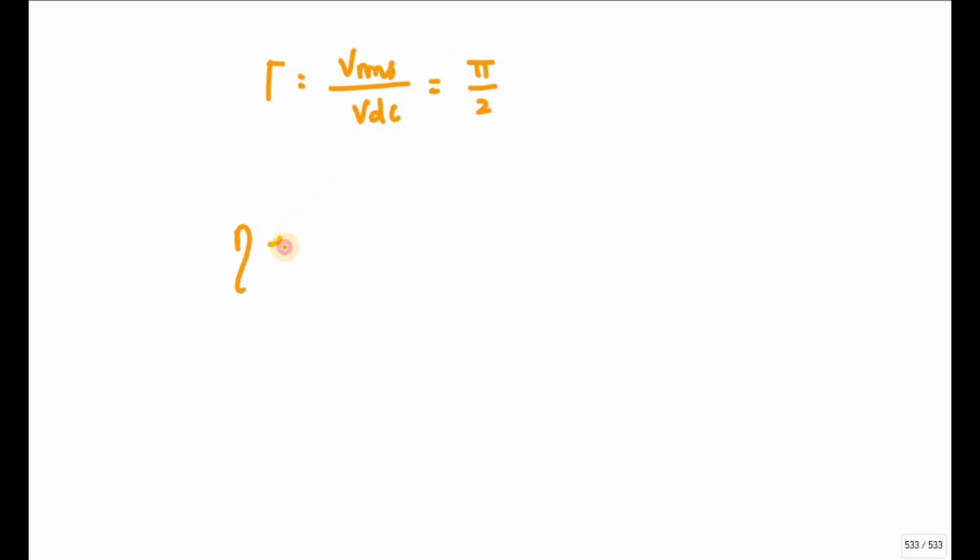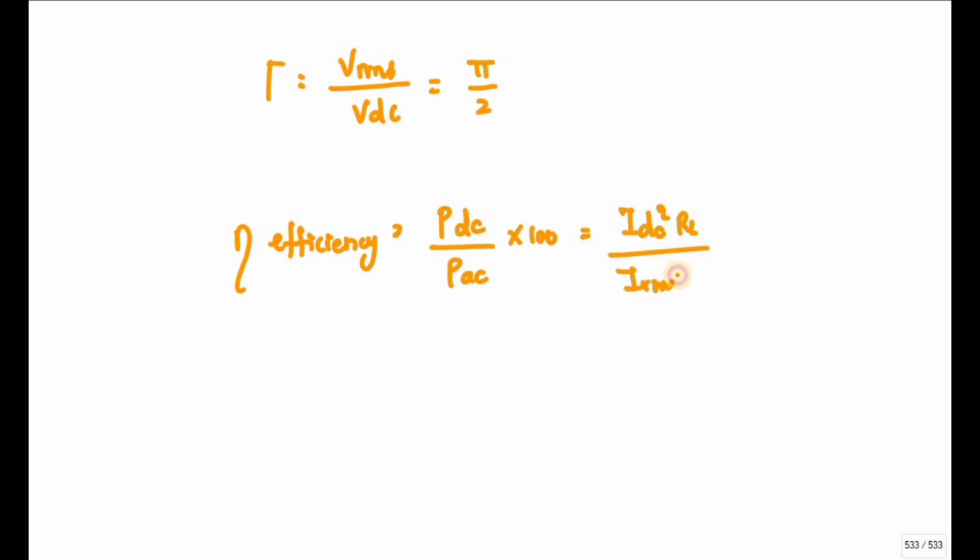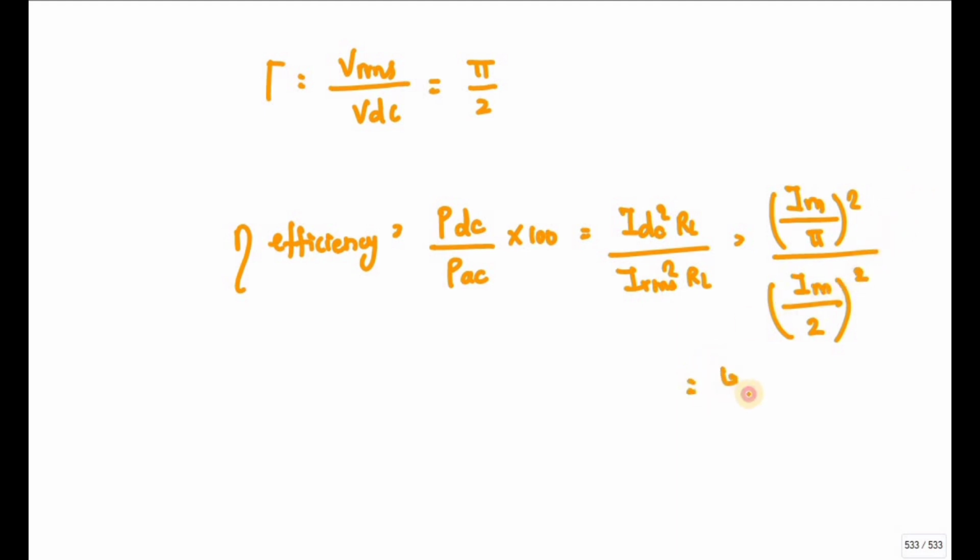Next, you have to find the efficiency. So the efficiency is equal to PDC divided by PAC. So the output is DC and the input is AC. So PDC divided by PAC into 100. So that is equal to IDC square into RL divided by IRMS square into RL. So RL and RL get cancelled out. So instead of IDC, I'm going to substitute Im divided by pi the whole square divided by Im divided by 2 the whole square. So I will get the answer as 4 divided by pi square into 100. So I will get the answer as 400 divided by 3.14 the whole square, which is equal to 40 point something.